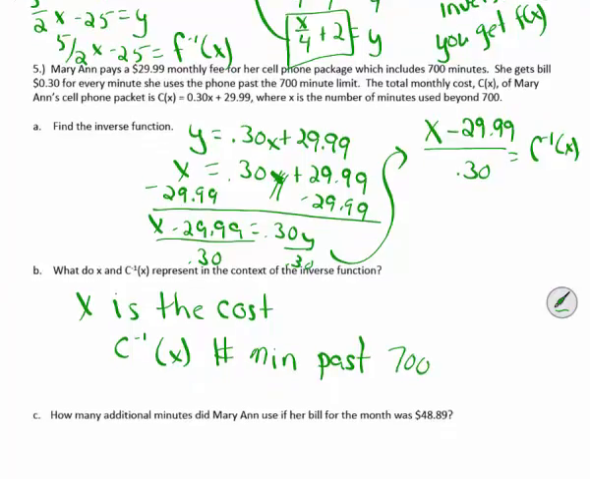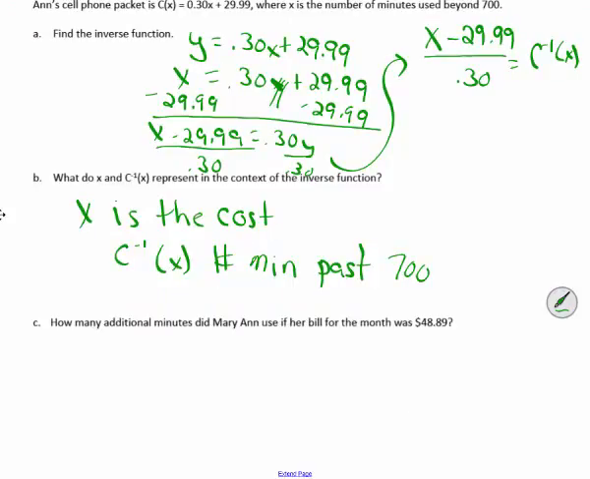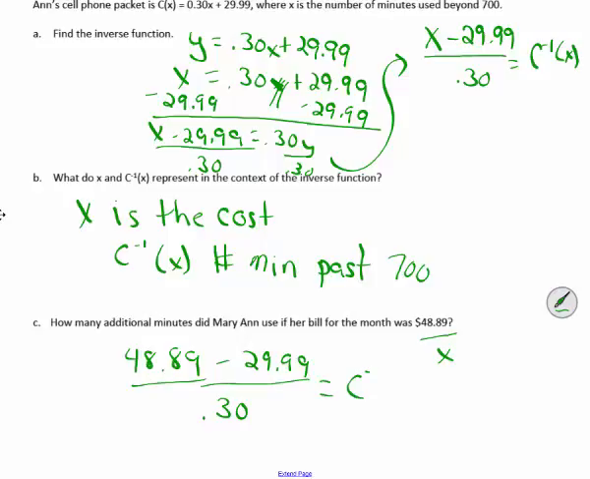So now I can use the inverse function that I wrote if I'm trying to find the number of minutes. So how many additional minutes did Marianne use if her bill was this? So this is now 48.89 is now your x. So 48.89 minus 29.99, all divided by 0.30. And when you put that into your calculator, you're going to get 63.3 repeating minutes, which would round to 63, assuming they don't charge you for parts of a minute.